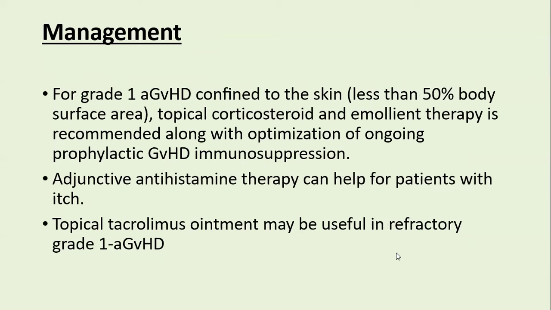Management. For grade 1 acute graft versus host disease confined to skin, with less than 50% of the body involved, topical corticosteroids and emollient are recommended, along with optimization of ongoing prophylactic GVHD immunosuppression. Adjuvant antihistamine therapy may help in patients with itch, and topical tacrolimus ointment is useful in refractory grade 1 acute GVHD.